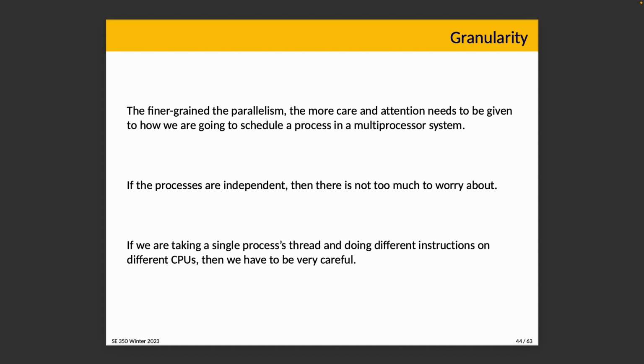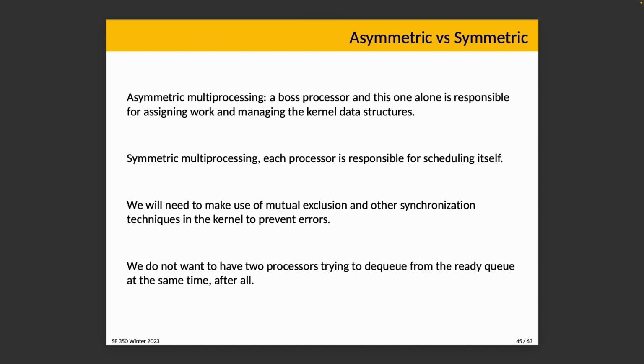So asymmetric multiprocessing, incidentally, is something I'll mention, but it's not something that we're going to spend a lot of time on. But asymmetric multiprocessing used to be the model in some systems. There is one boss. It's usually CPU 0, but it hypothetically could be any of them. And this processor and this one alone is responsible for assigning work and managing the kernel data structures. It is, like I say, the boss. It gives the work, and the workers do the work that they're assigned.